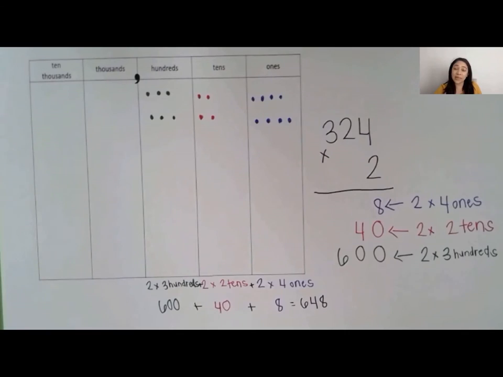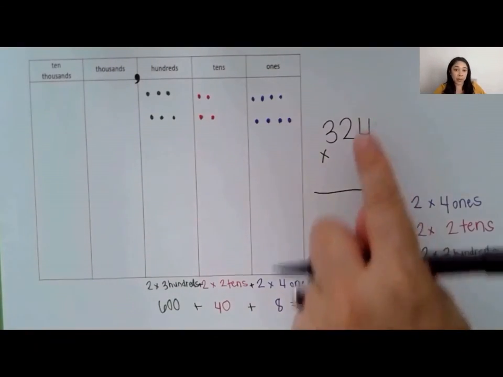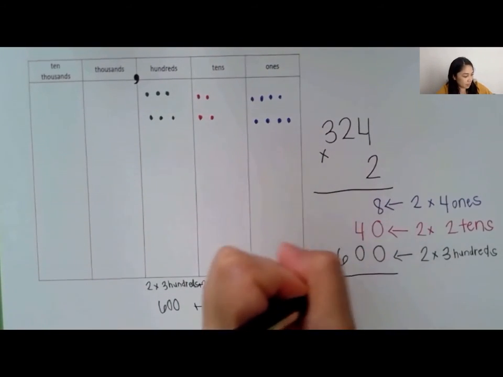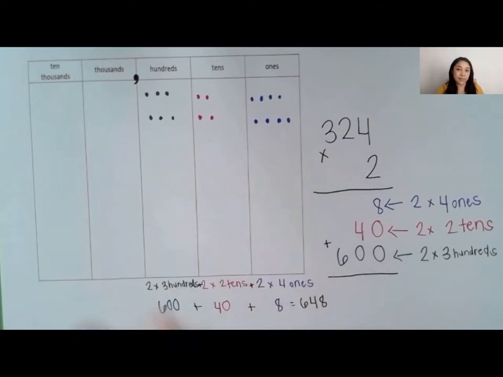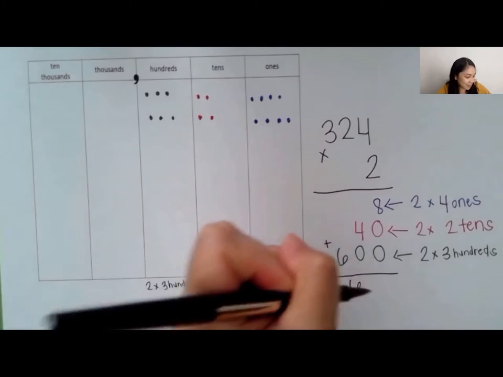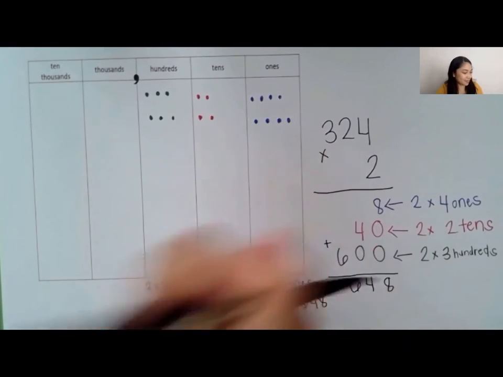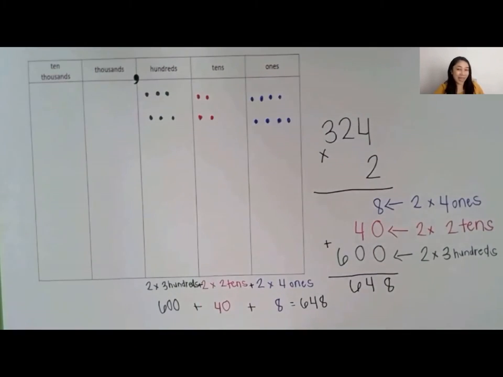Let's now add the values that we wrote in the problem. What is their sum? The sum is 648. Look, they match. It's just another way to represent the answer.